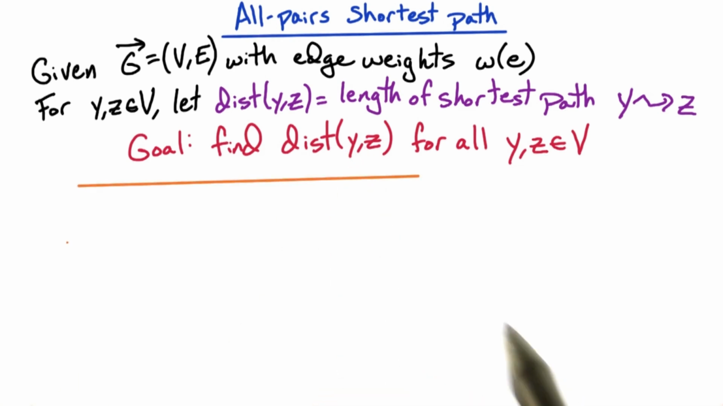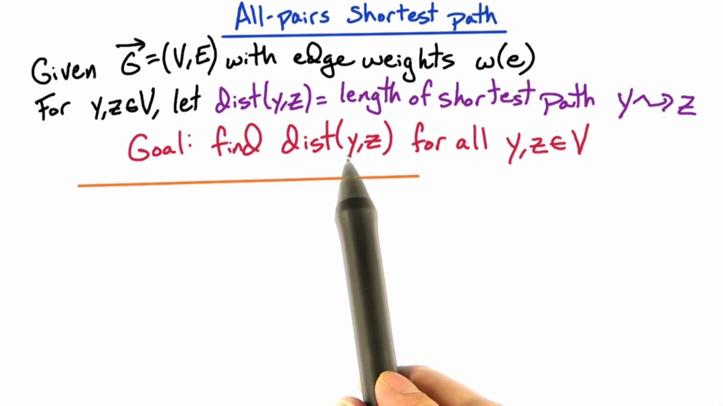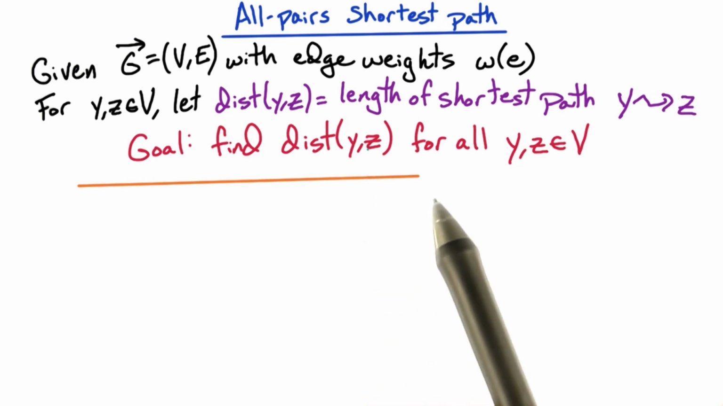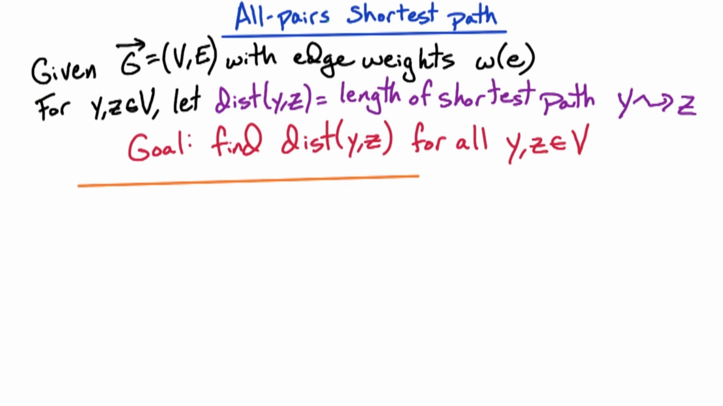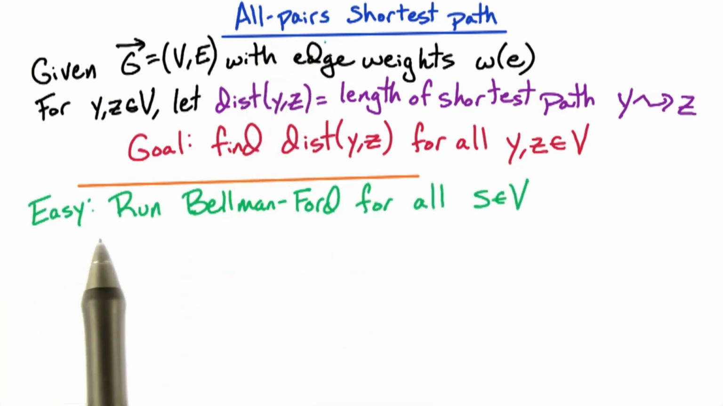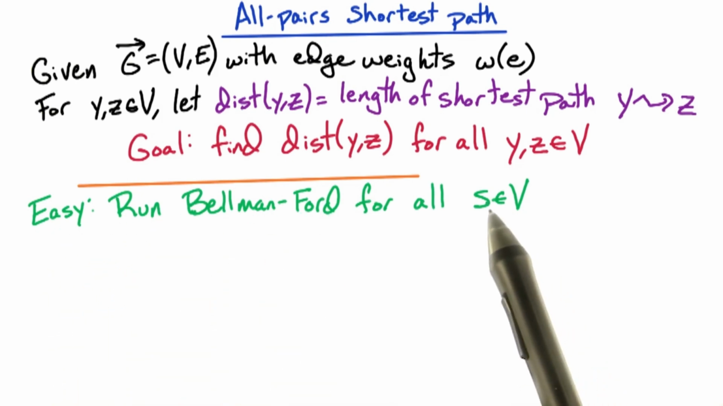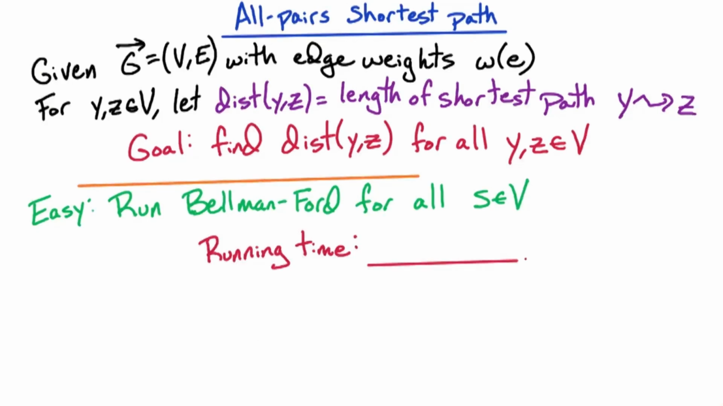Now last lecture we saw the Bellman-Ford algorithm, which found the distance from a single start vertex s to all other vertices. Can we use that as an easy algorithm to solve this all pairs shortest path problem? Yes. So the easy approach to solve this all pairs shortest path problem is to run the Bellman-Ford algorithm, which has a single start vertex, and we try all n possibilities for the start vertex. So we run Bellman-Ford n times. Let's pause for a quick quiz.